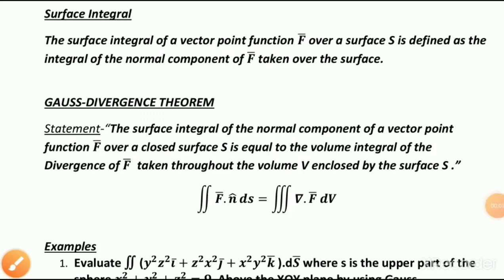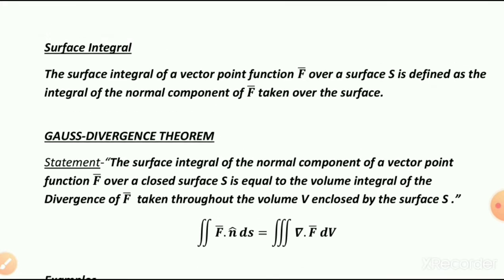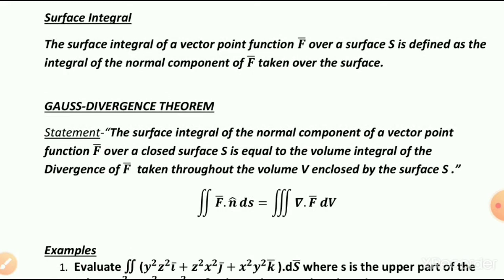Hello friends, after completing line integral, today we will start our next topic, that is surface integral. For getting a surface integral, we need a vector valued function f bar. A vector valued function means the vector components i bar, j bar, k bar are present here. The surface integral of a vector point function f bar over some surface S is nothing but the integral of the normal component of f bar taken over the surface. So in this case we have to consider the normal component of f bar also.